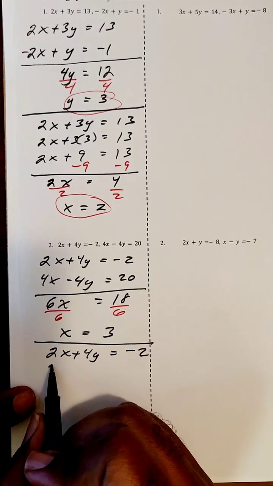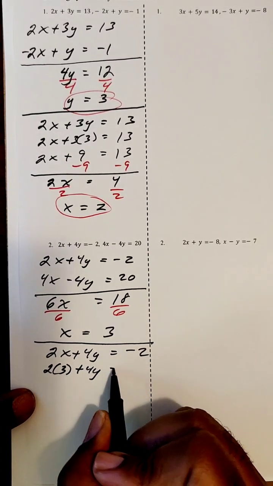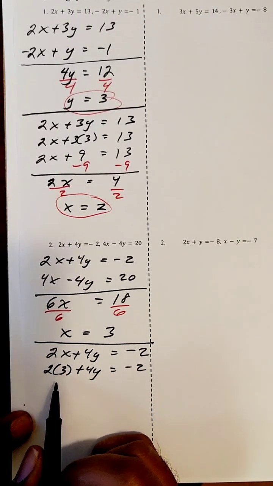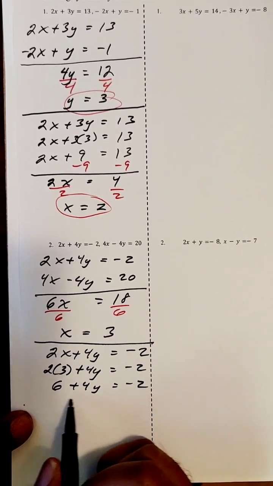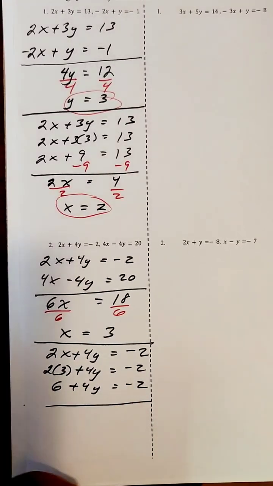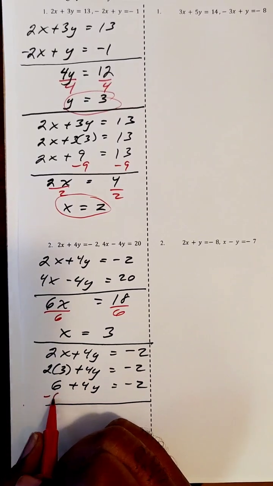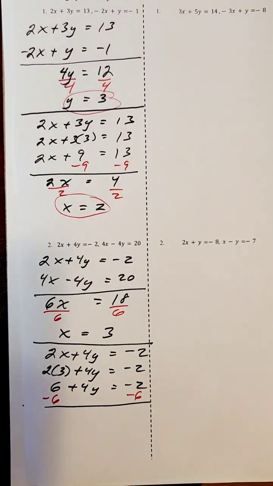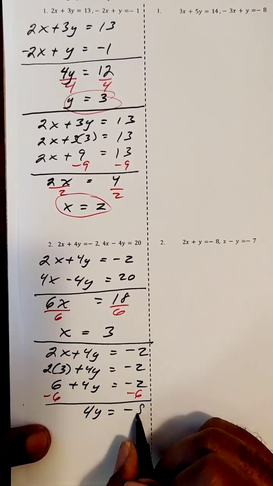So this now becomes 2 parentheses 3 plus 4y equals negative 2. Simplifying, we get 2 times 3 is 6 plus 4y equals negative 2. And I'm going to isolate the y, so I need to get rid of the positive 6 first. So we'll subtract 6. And as a result, we'll get 4y equals negative 8.